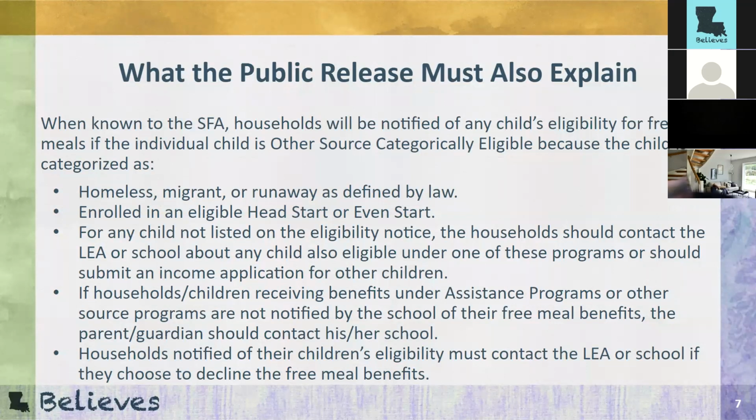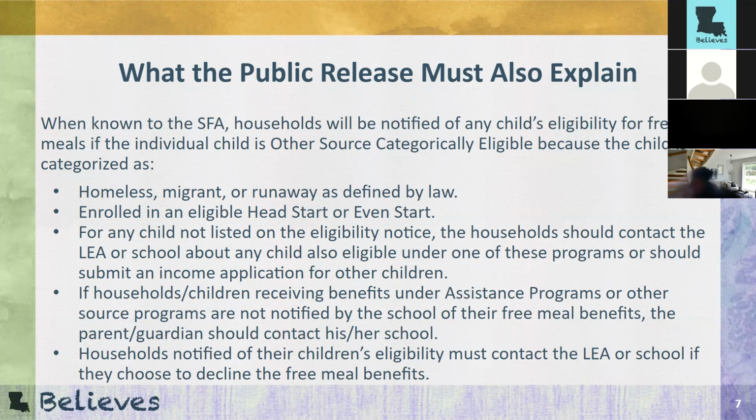Additionally, that public release is going to let households know that when you know the information, you will notify them of any child's eligibility for free meals through other source categorically eligible information. So if they are categorized as homeless, migrant, or runaway, if they're enrolled in Head Start or Even Start, and once again, if there are children not listed on any eligibility notice, they should contact you about that information. And they can also submit an income application for those other children.